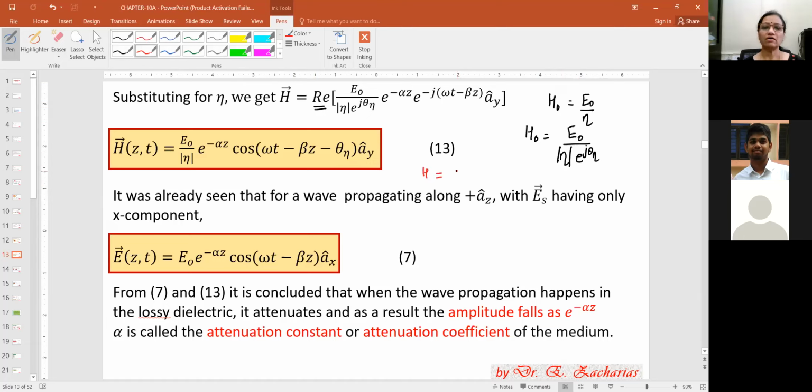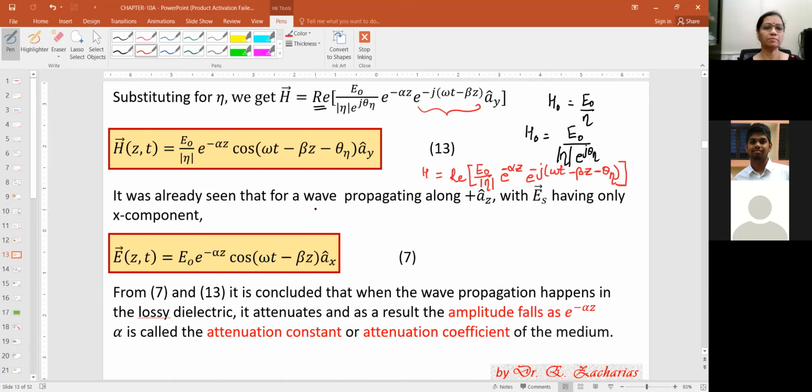H is going to be the real part of E naught by modulus eta. And what I will do here is e to the power of minus alpha z, and I will combine it with this e to the power of j theta eta. When I combine with this, what will I get? I will get minus j omega t, then minus beta z, and from the denominator, when it goes to the top, it becomes minus j theta eta. So therefore, it becomes minus theta eta.